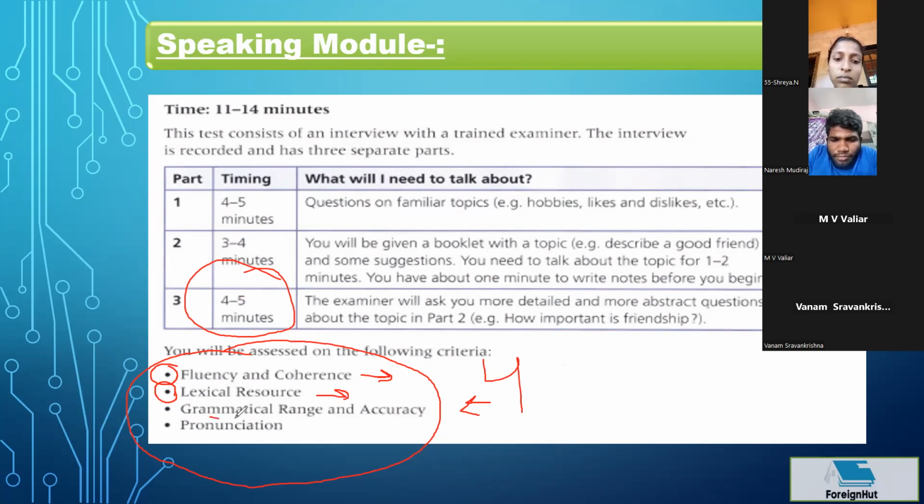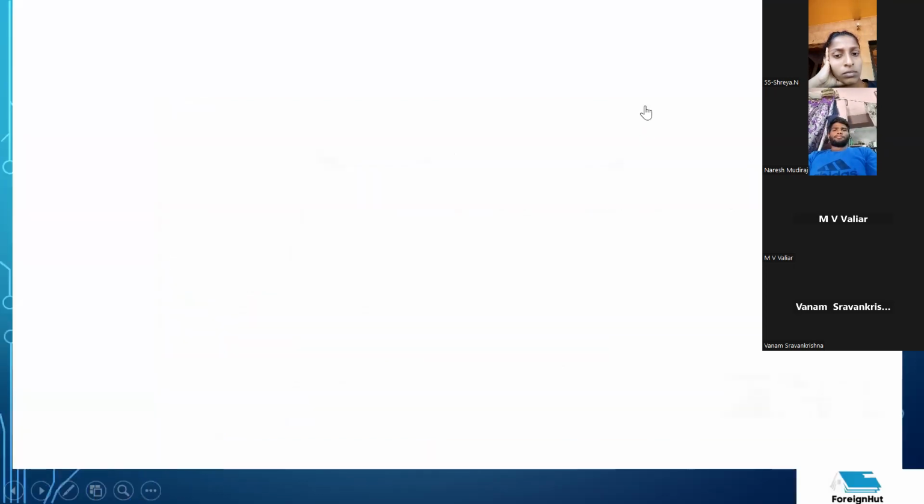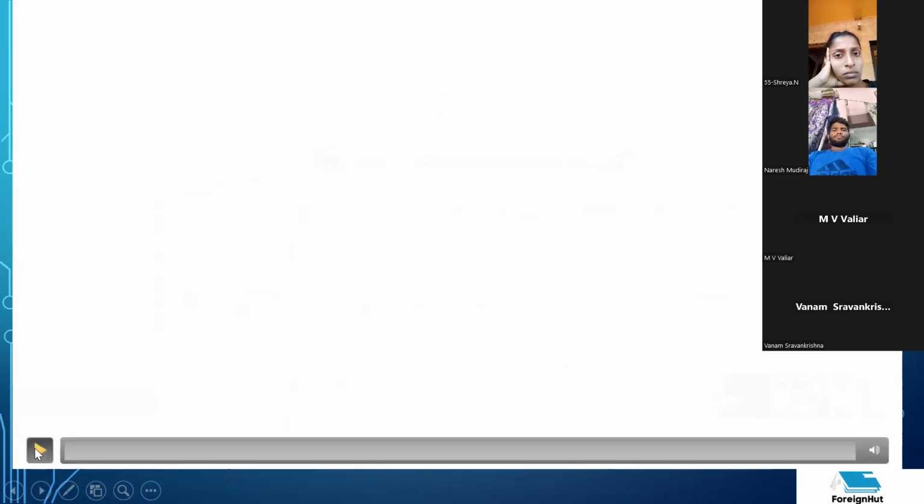Okay, the third criteria is grammatical range and accuracy. So here the examiner will judge how many grammatical errors you are making. Are you making complex structures or not? Okay, the last criteria is pronunciation. It is very important to pronounce your words properly in your IELTS. Okay, now I am going to show a video to you where you will get some very important tricks to improve your speaking. Okay, and then we will practice some speaking questions.